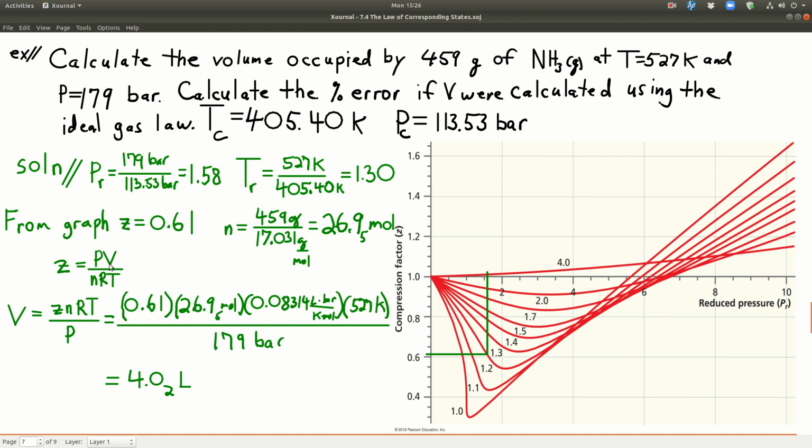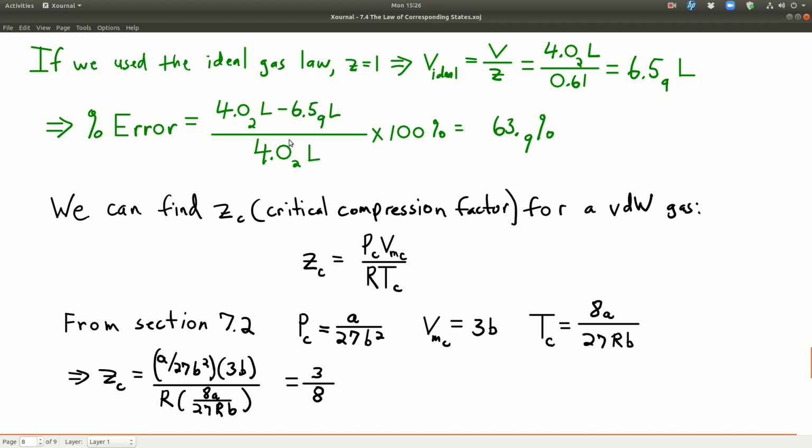So we rearrange this equation, solve for the volume, and get Z times nRT over P, which gives us about 4 liters. That's what the van der Waals equation basically says the volume would be of that gas under these conditions, that much gas. If we use the ideal gas law, remember, the volume is the compression factor times the ideal volume. So the ideal volume is just that volume over Z, which gives us about 6.6 liters, a percent error of about 64%, which is pretty big. Okay.